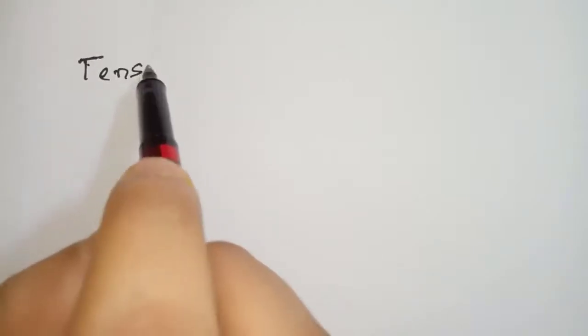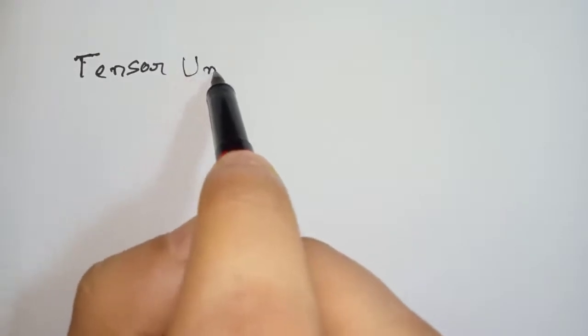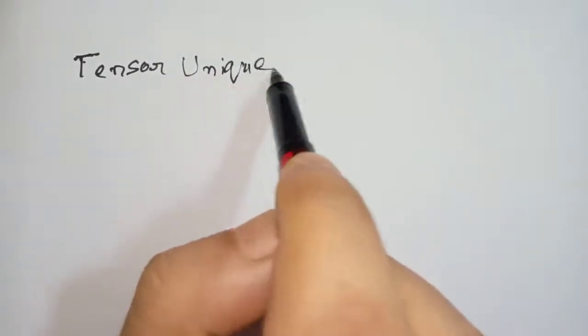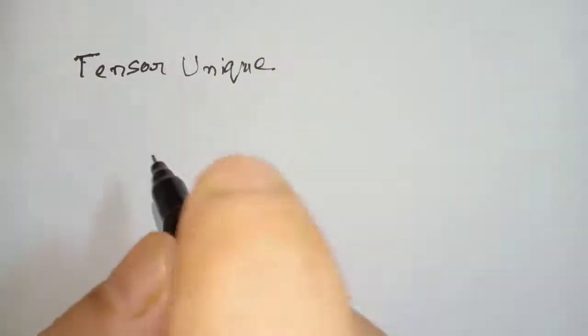Now I would like to tell you what makes a tensor unique. We have dealt with that, but I would still like to do a quick revision. So what makes a tensor unique? If you have seen the earlier video, we have two types of things. One is a vector, one is a tensor.